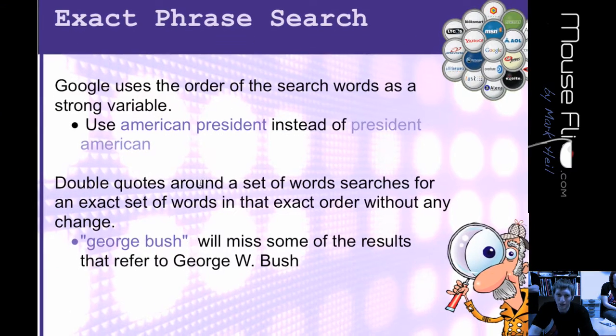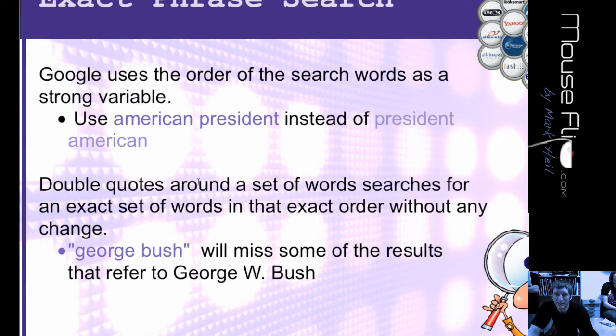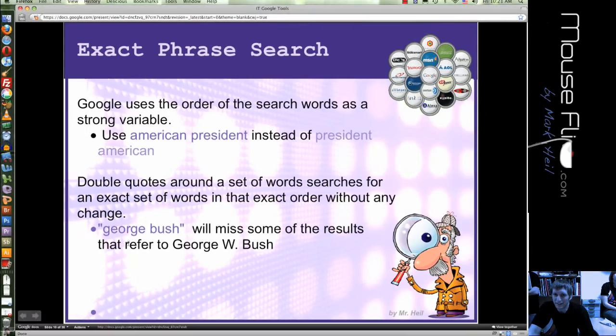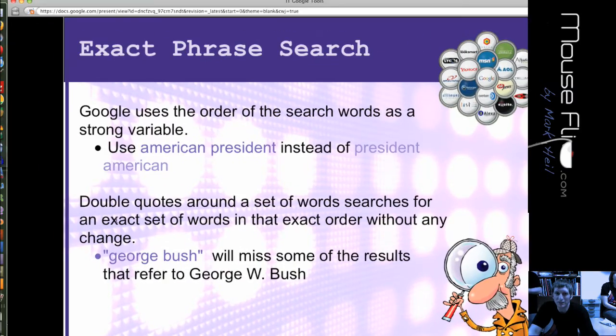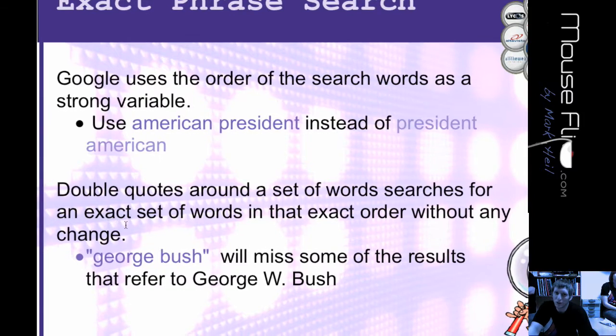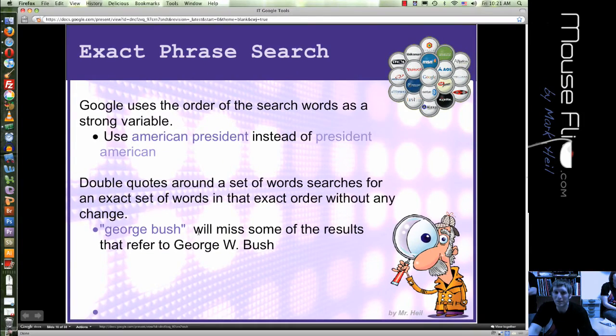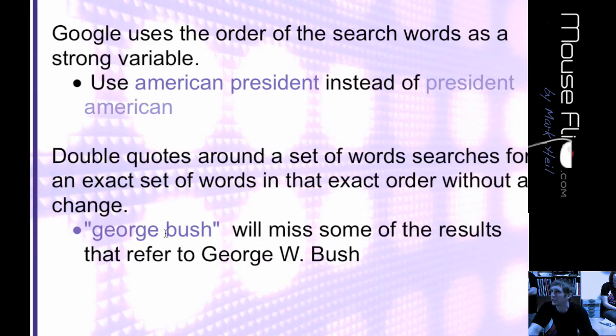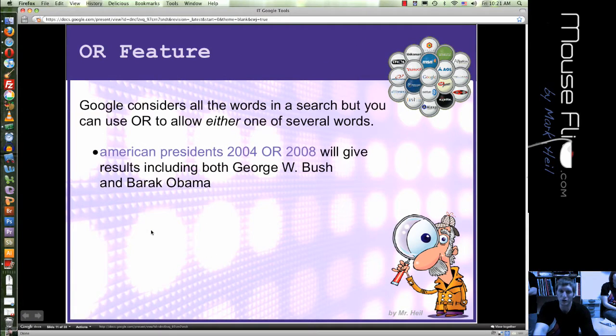This is a key one. If you're going to search American presidents, instead of putting presidents American, put George Bush in parentheses, okay, and you'll miss some of the results. If you put double quotes around a set of words, it'll look for the exact same phrase. So it won't refer to George W. Bush. It'll only do George Bush, like the video showed you.